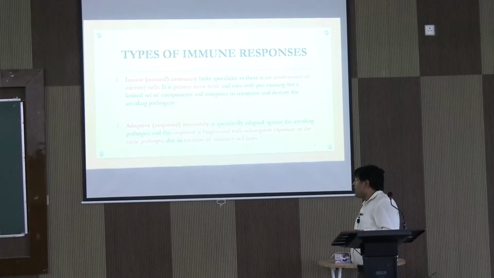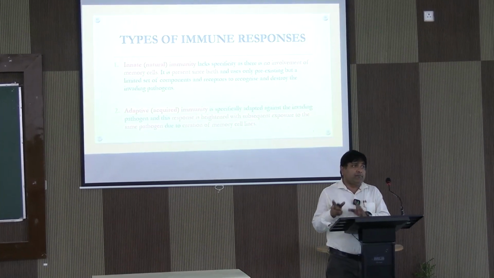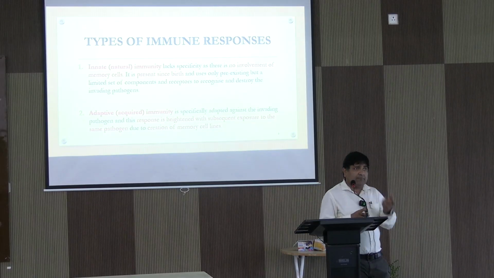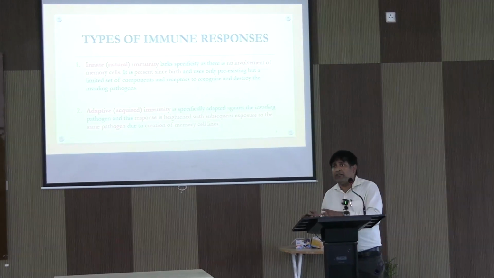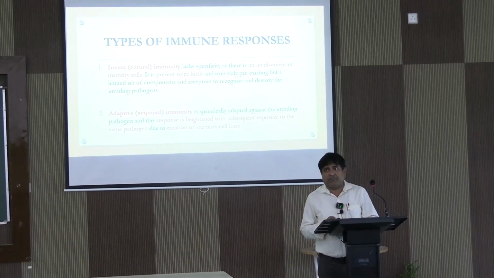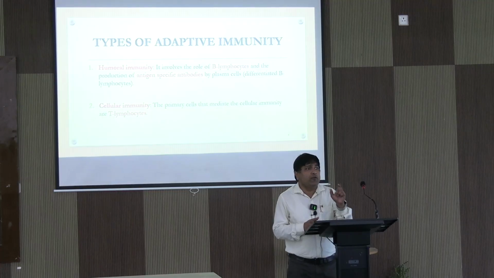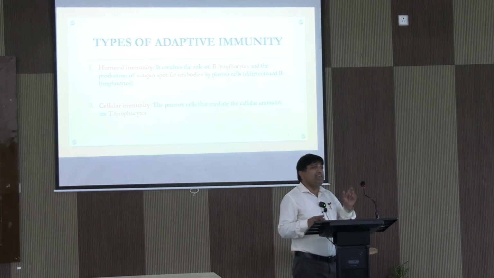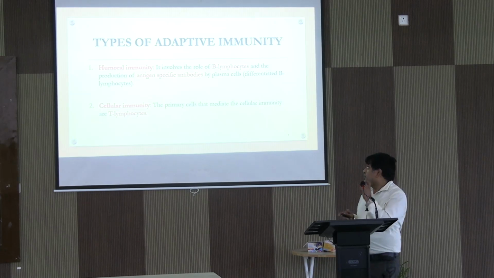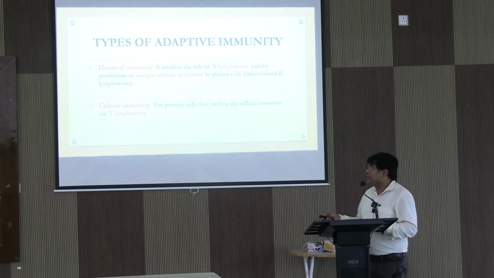By adaptive or acquired immunity we mean it is adapted after birth. Here memory cells are generated after the first exposure, and on subsequent exposure there is heightening of the response to the invading pathogens. Now, what are the types of adaptive immunity? It can be humoral immunity, where B cells, B lymphocytes, take part, or cellular immunity, where T lymphocytes, cytotoxic T lymphocytes, take part.